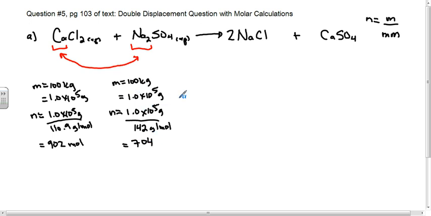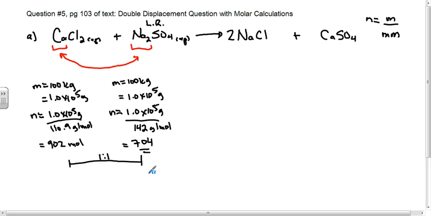And because we have less of this, and our ratio between these two reactants is 1 to 1, we know that we need the same number of moles of both reactants in order for the reaction to proceed completely. In this case, we don't have that. So we have less sodium sulfate than we have calcium chloride to fulfill that 1 to 1 ratio. So we now know that our sodium sulfate is our limiting reagent.